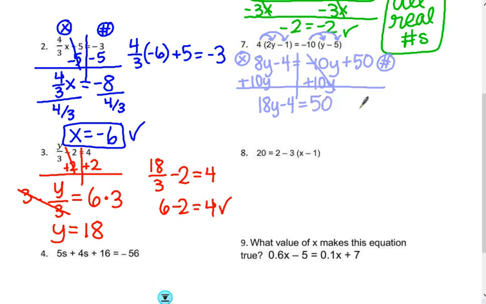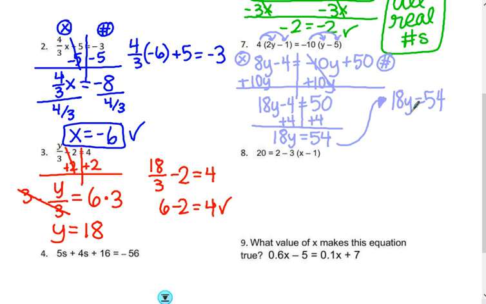All right, 18y. So again, I'm trying to get y by himself. So now I'm going to get rid of this -4. So I have 18y equals 54. I'm going to take that party over here. 18y equals 54. Now I have 18 times y equals 54.